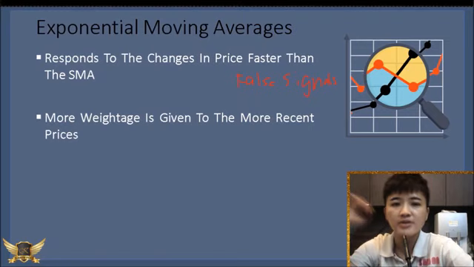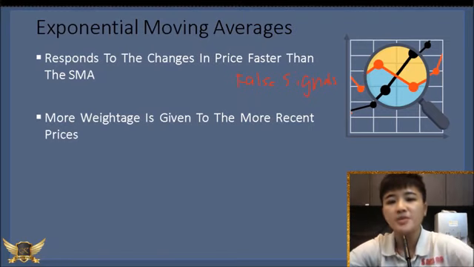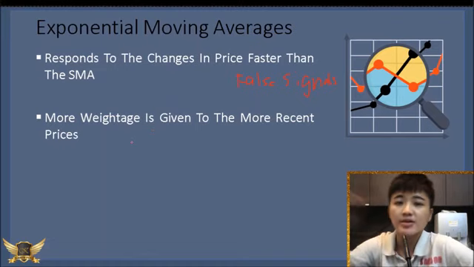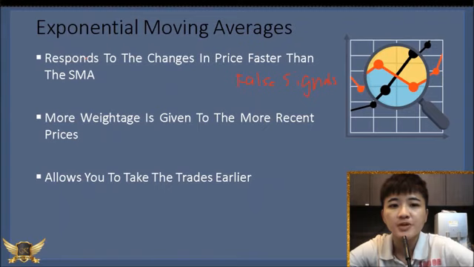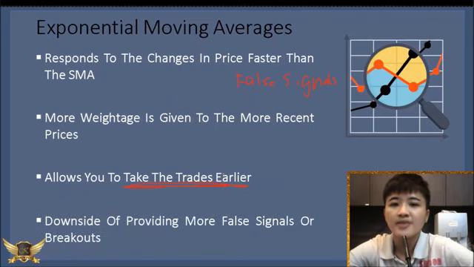So the good thing about EMA is it gives more weightage to the more recent prices rather than giving equal weightage to every single price. And because it responds faster, that's why it allows you to take your trades earlier. And aside from false signals, it also provides you with a lot more false breakouts.